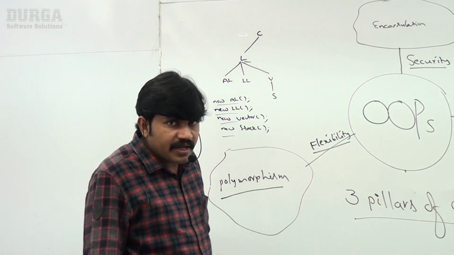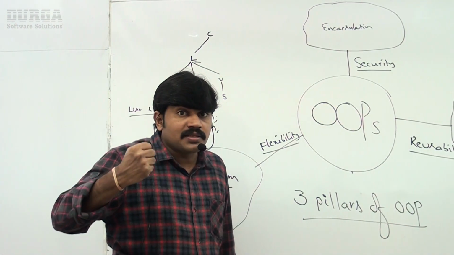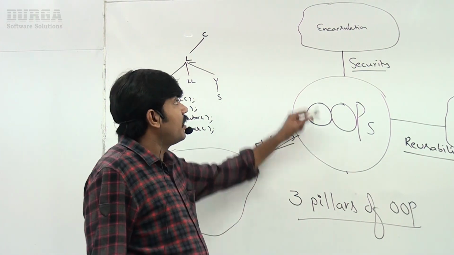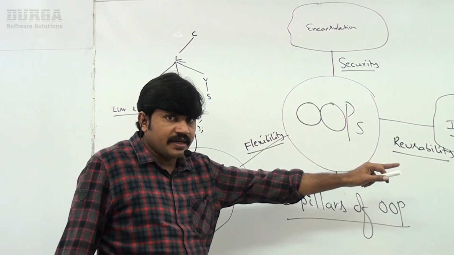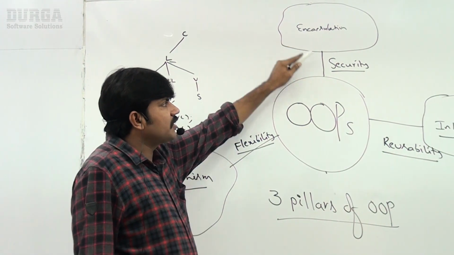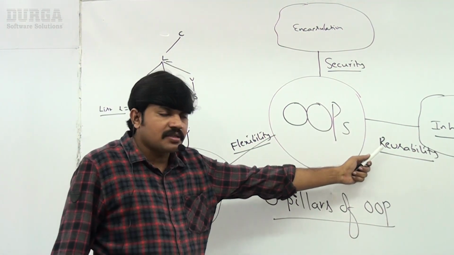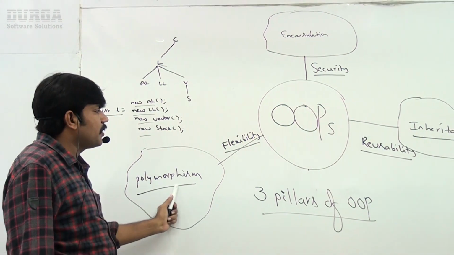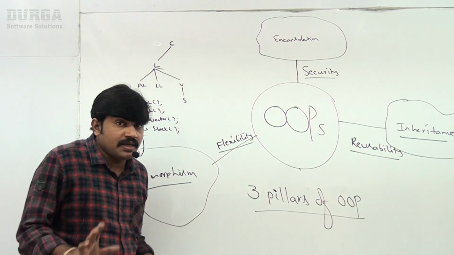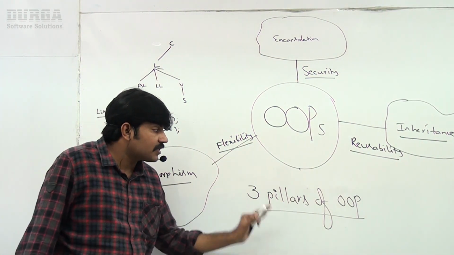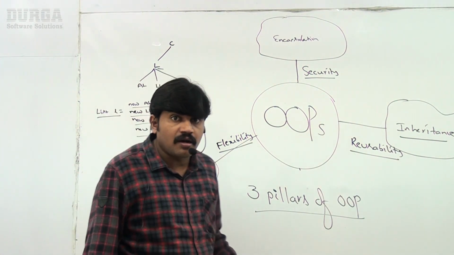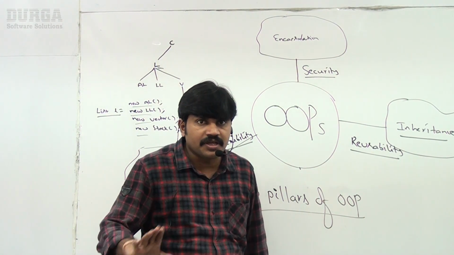So which three concepts are called the three pillars of object-oriented programming? One is encapsulation, inheritance, polymorphism. Encapsulation talks about security, inheritance talks about reusability, and polymorphism talks about flexibility. You people should be aware that these three things are called the three pillars of object-oriented programming. Clear, right?